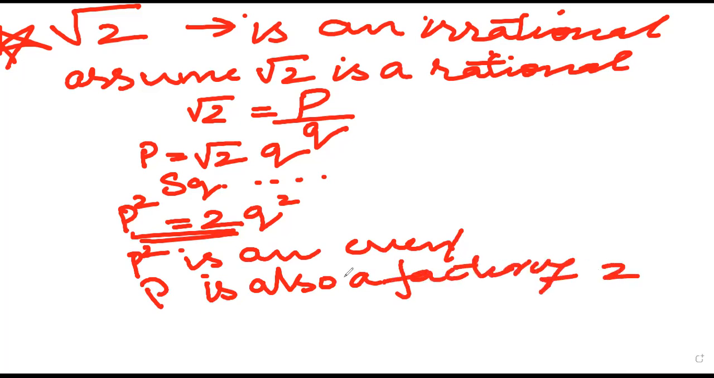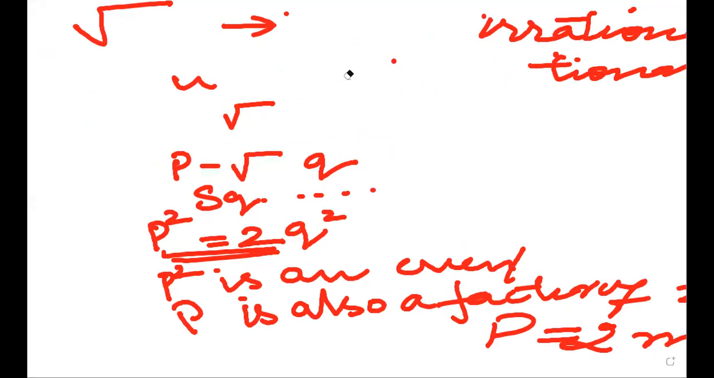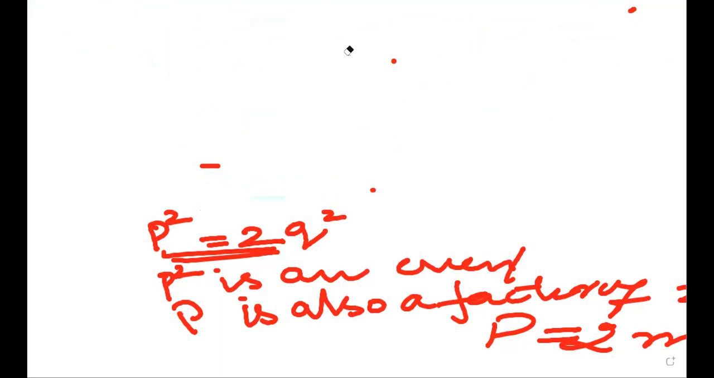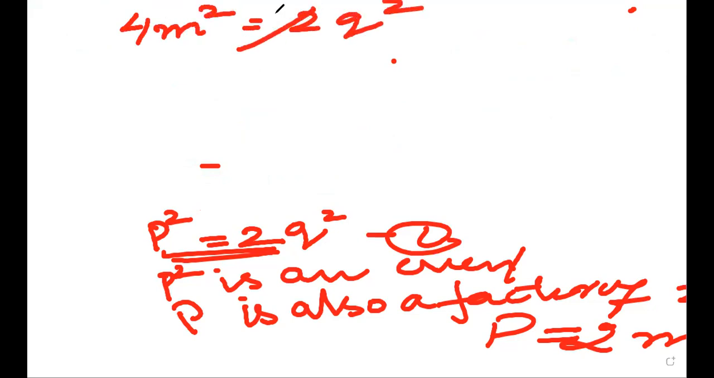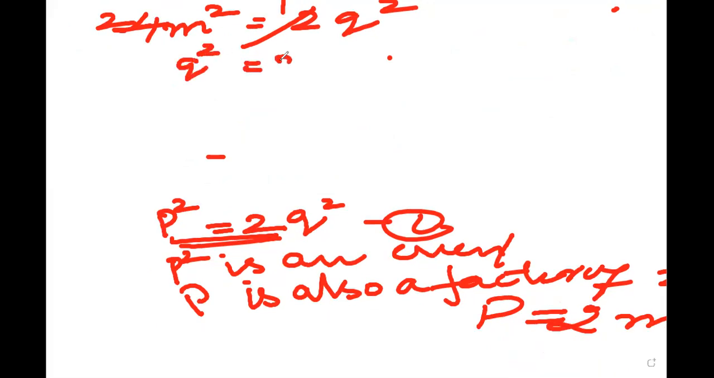Okay. So now children, as p is a multiple of 2, you can write that p is equal to 2m. Is it clear, children? Now if I substitute this in my first equation, that is p square is equal to 2q square, instead of p, I'm going to put 2m. So I will get 4m square is equal to 2q square. So you can cancel here. It will become 2. Is it clear, children? So now you will get q square is equal to 2m square.